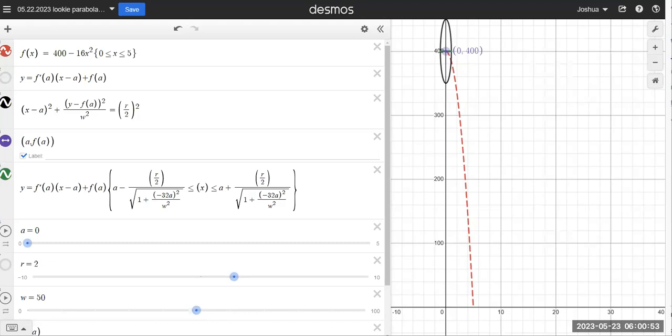So as you can see here, if I turn on the animator, the cannonball will start at the top of the cliff, and then the projectile will fall off and increase in speed until impact at 5 units of time.